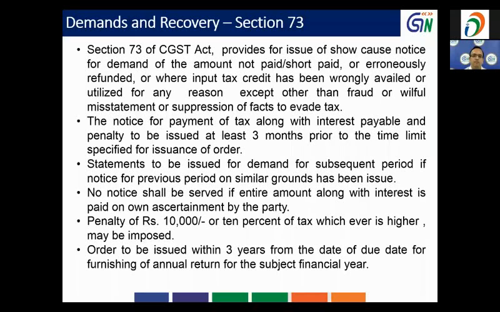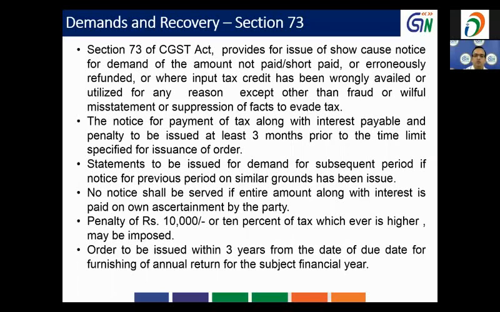And if the person to whom the show cause notice has been issued pays up the amount along with interest, then no show cause notice will be served on him. And the penalty envisaged in section 73 is a penalty of rupees 10,000 or 10% of tax, whichever is higher. And the order is to be issued within 3 years from the date of filing of the annual return for the subject financial year.